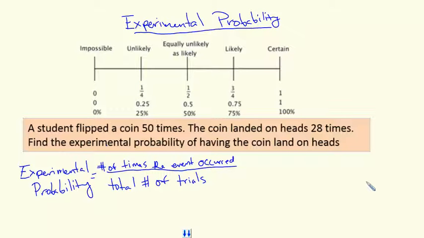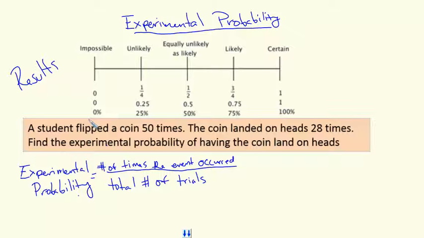Hello everyone. In this video we're going to be talking about experimental probability. For experimental probability, we are still trying to measure the likelihood that an event will occur. But for experimental probability, we're going to be using the results of some experiment or some form of trials that have happened. Okay.